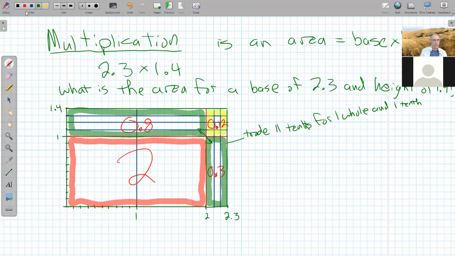And then I can do a trade here too, because I have 12 hundredths, right? Read that properly. Don't read this as 0.12, it's 12 hundredths. So I can also do a trade there. I'm going to trade 12 hundredths for 1/10 and 2 hundredths.